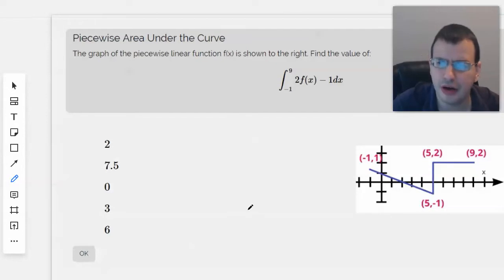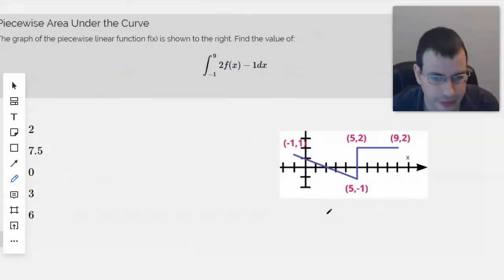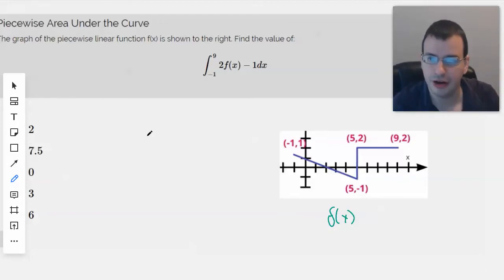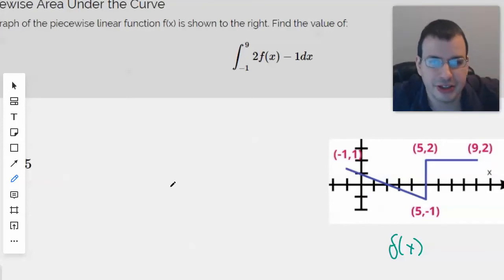The graph of the piecewise linear function f of x is shown to the right. Find the value of the integral from -1 to 9 of 2 f of x minus 1.